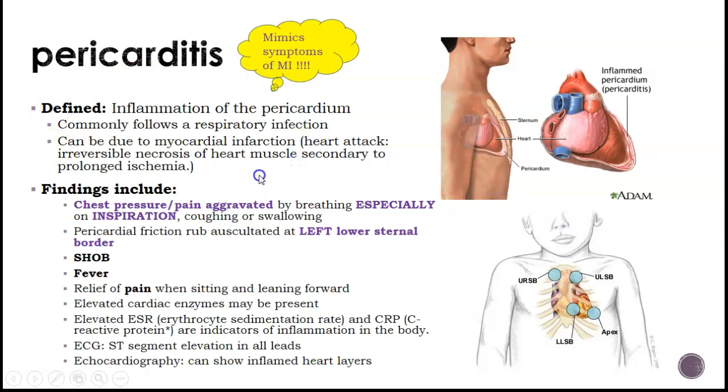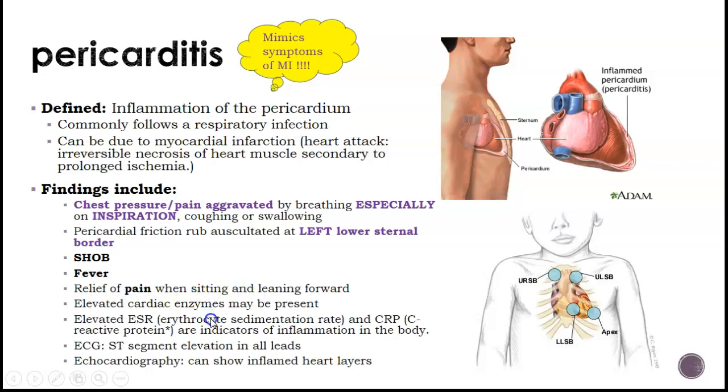It can happen after a respiratory infection. It can also be due to an MI. Findings: chest pressure, pain aggravated by breathing, especially inspiration, coughing, or swallowing. You may hear a pericardial friction rub at the left lower sternal border. The patient may have shortness of breath and fever. Big thing, pain is relieved when sitting and leaning forward.